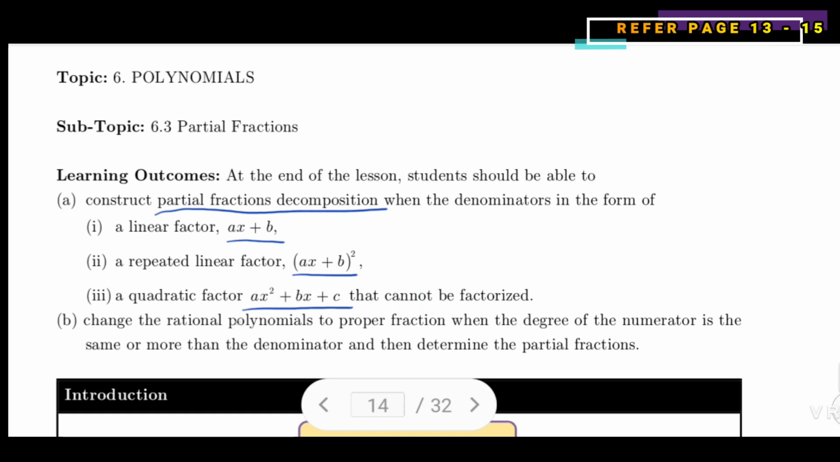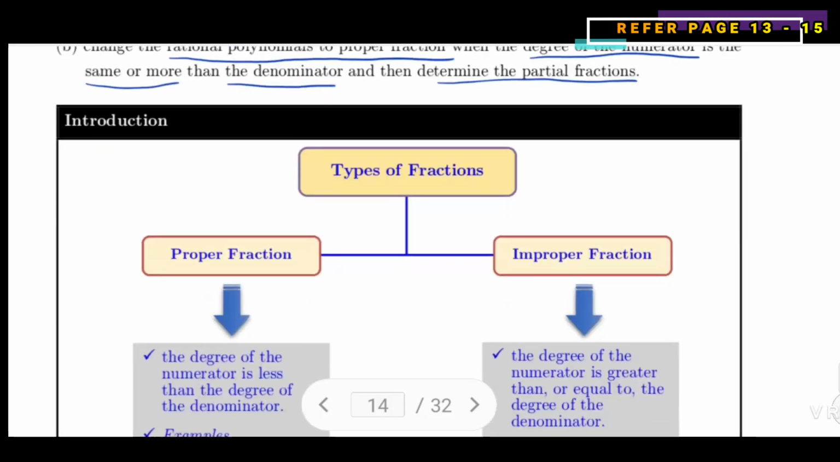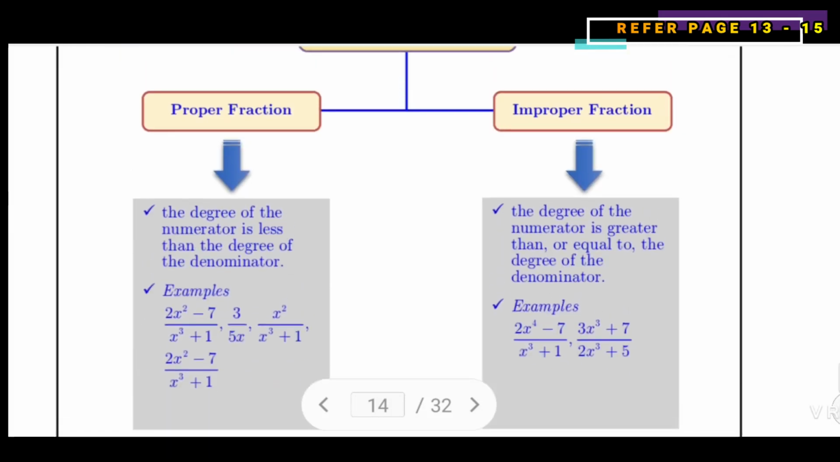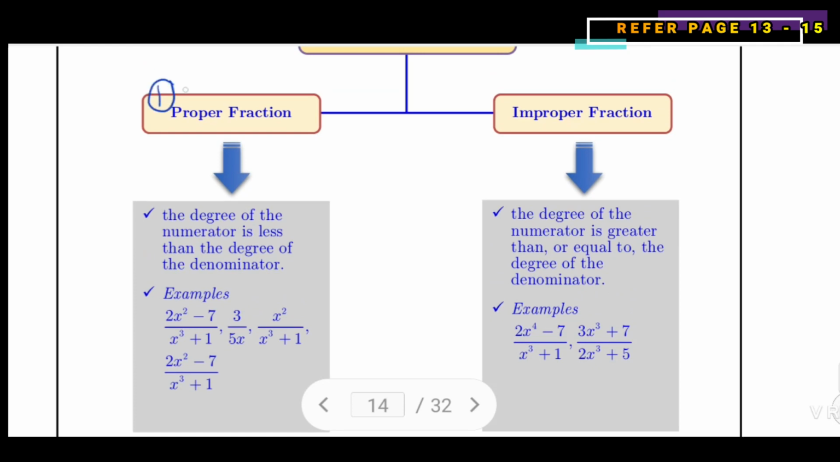third, a quadratic factor that cannot be factorized. Next, we have to change rational polynomials to proper fractions when the degree of the numerator is the same or more than the denominator, and then determine the partial fractions. So if you look at the diagram, we have two types of fractions. The first one is proper fraction, and the second one is improper fraction.